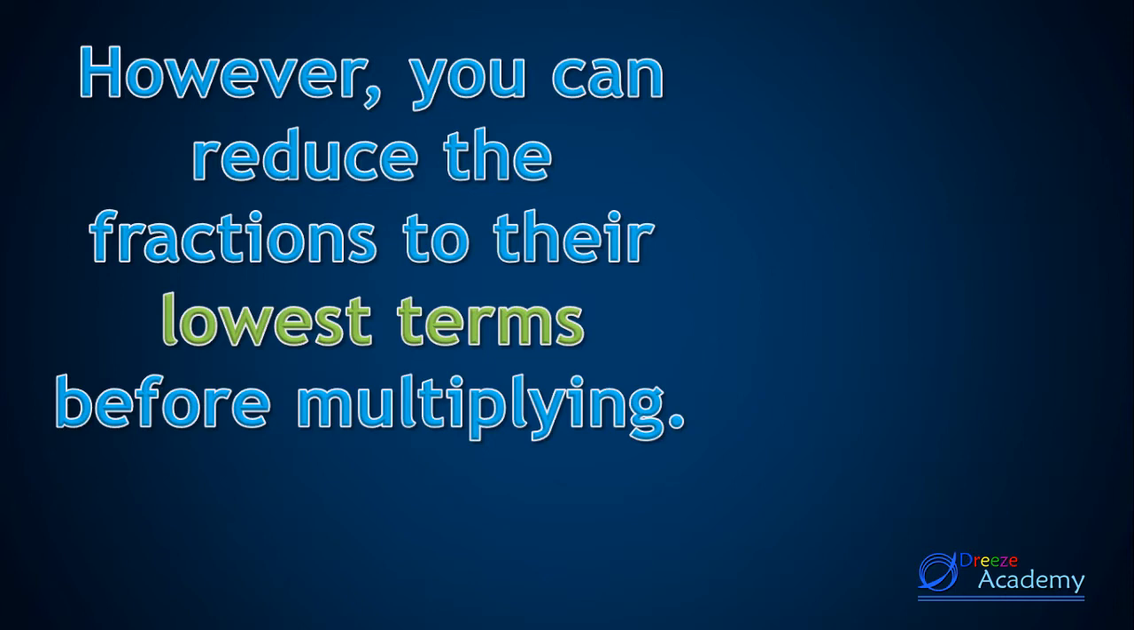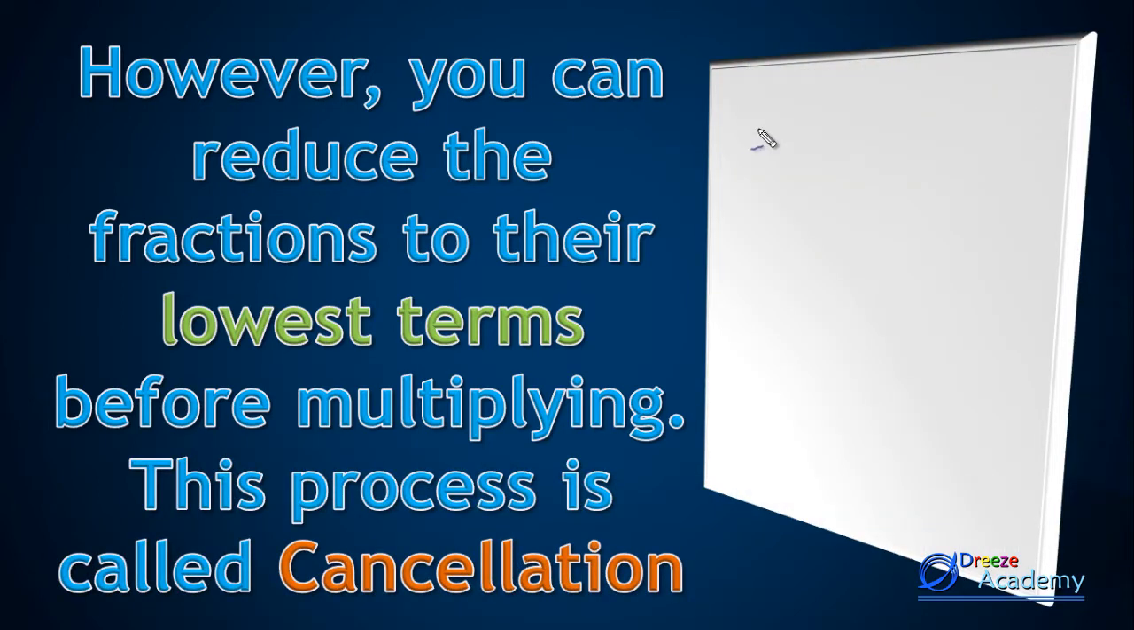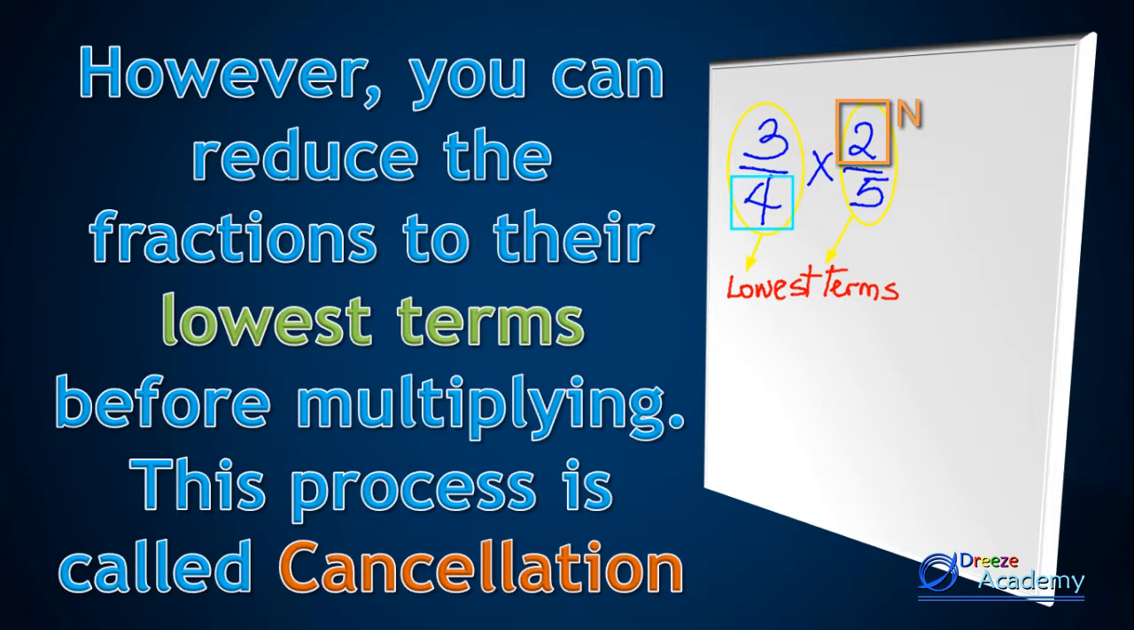However, you can reduce the fractions to their lowest terms before multiplying. This process is called cancellation. In the fractions of 3 over 4 times 2 over 5 earlier discussed, 3 over 4 by itself is in its lowest terms, and so also is 2 over 5. But since the numerator of one of the fractions and the denominator of the other fraction are divisible by the prime factor of 2, we can afford to reduce them to their lowest terms before multiplying.